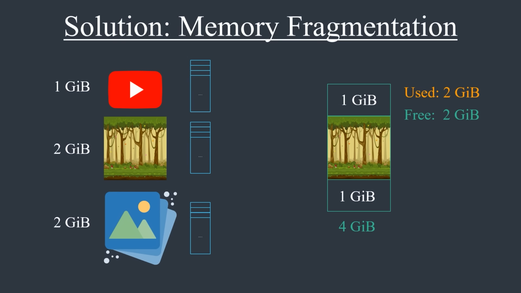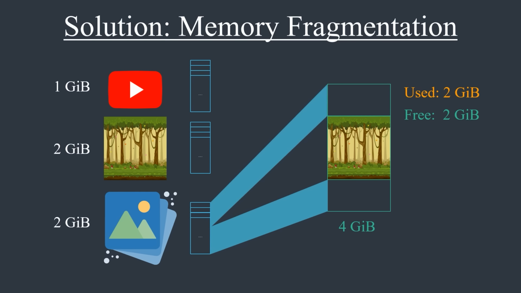Now let's see how virtual memory solves the fragmentation problem. Remember our previous example where we closed the video player and wanted to start photo editing software while keeping the video game running. We were left with 2 GB of free RAM space, but the space was split into two 1 GB chunks. We couldn't run our program because it wouldn't fit in the continuous address space. With virtual memory, we can map parts of the program into each of the available chunks. From the program's perspective, nothing has changed and it still assumes that the memory is continuous.